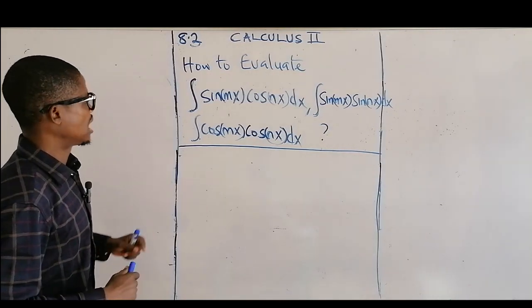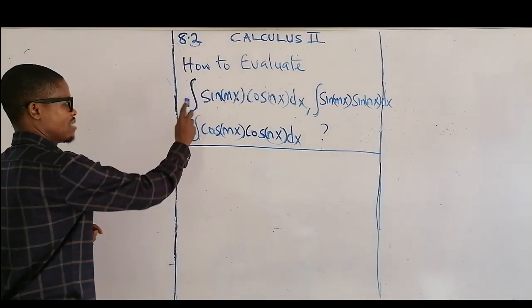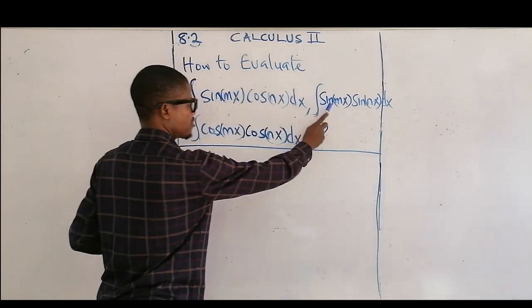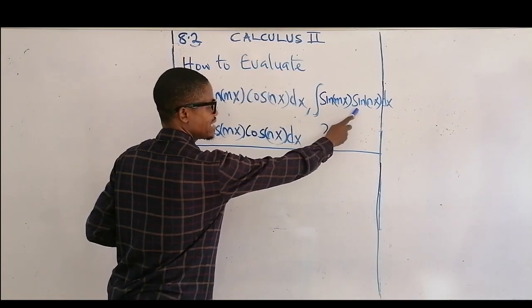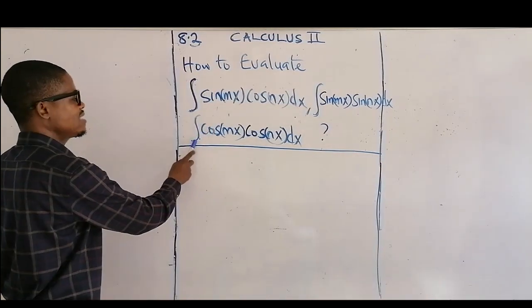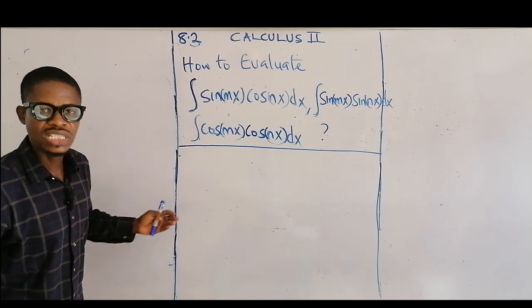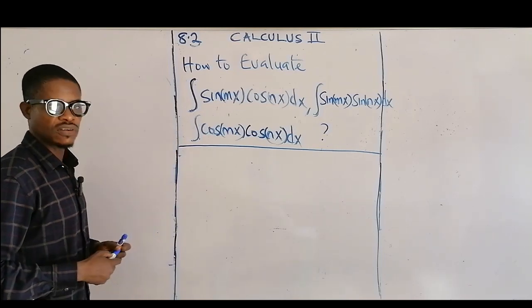We're looking at the integral of a product of sine and cosine of different angles, a product of sine and sine of different angles, and lastly a product of cosine and cosine of different angles. So how do we get the integral of those functions?